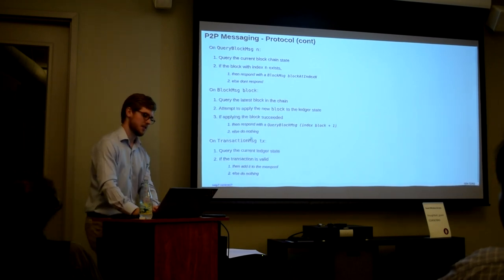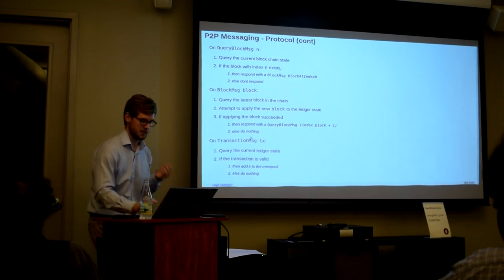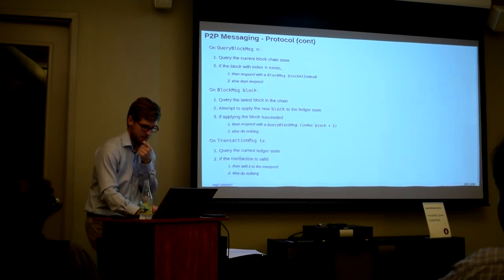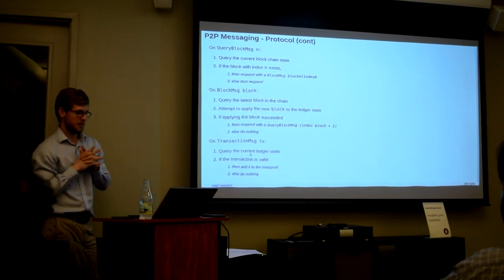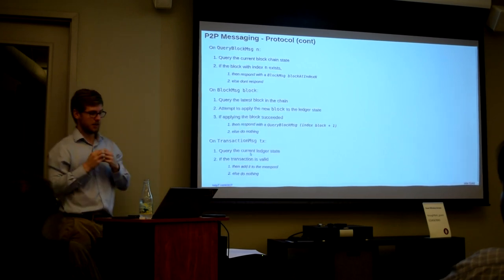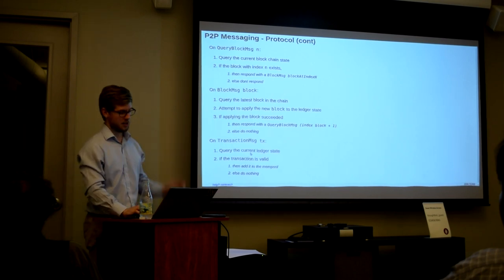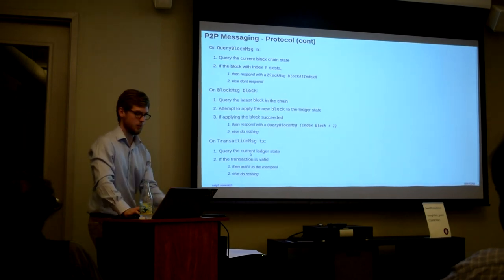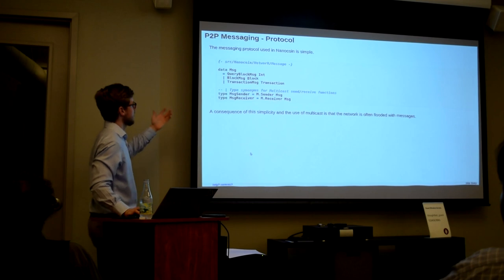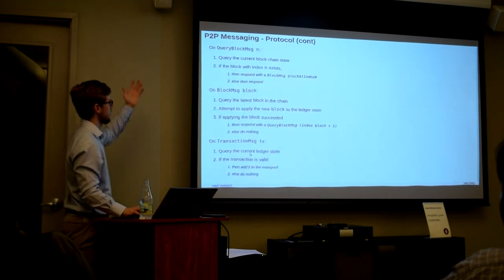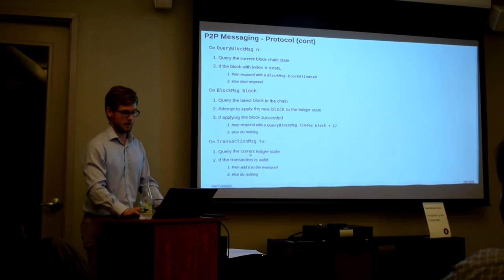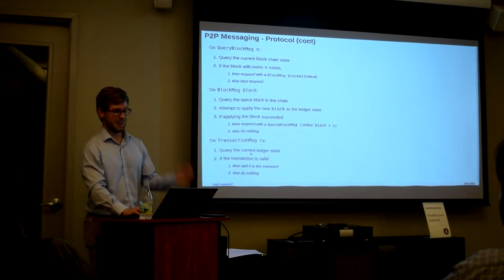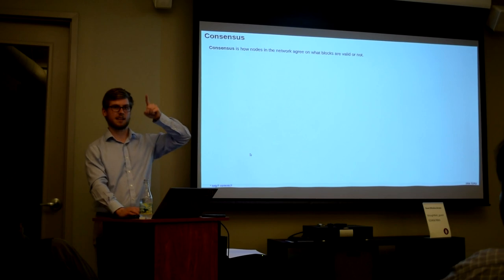And then finally, there's a transaction message in which I send a transaction. When I receive a transaction message, I grab the current state of the ledger, and then I check to see if it's valid, and if it's valid, then I add it to the mempool. Otherwise, I do nothing. This is the protocol. This allows nodes to interact with one another and agree upon a blockchain, all except for the consensus algorithm.